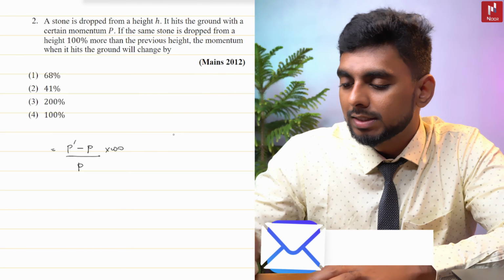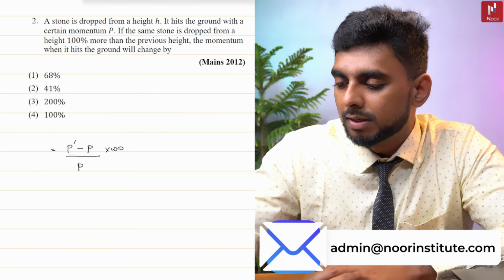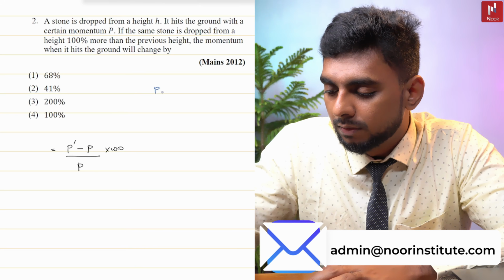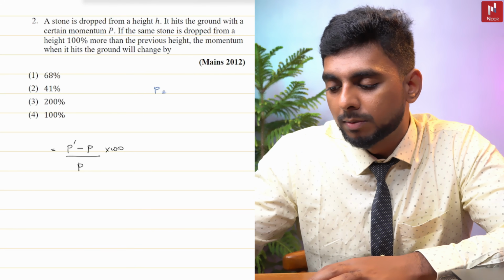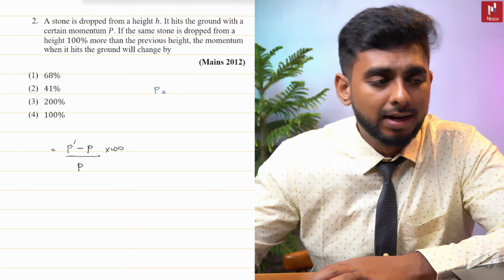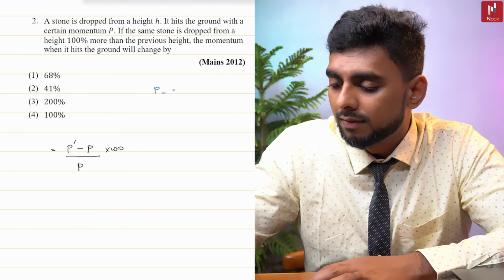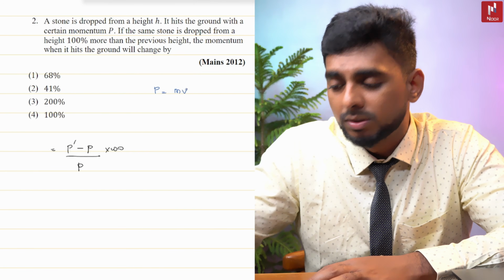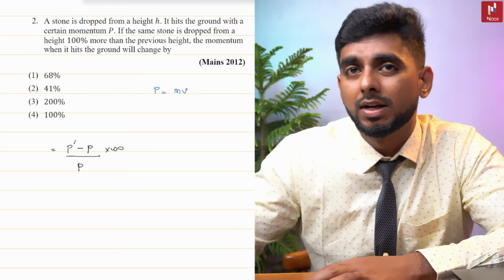Fine. So in the initial situation, if I need to get the momentum, that is pretty obvious. You'll have p, which is equal to, what will be the momentum change over here? So I'm just going to drop it from the height h. So obviously you'll have p equal to m times the final velocity v. So if I need to get the final velocity v, if I'm just going to drop it from a certain height h, I'm not going to throw it, I'm just going to drop it. So your initial velocity will be 0, right?